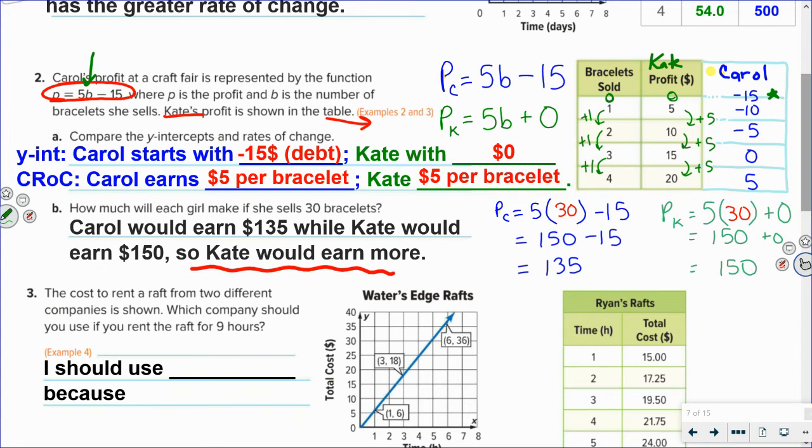Remember, part of our note said if you're asked to compare, compare. I know it doesn't say it out loud in part B like it says it in part A, but it's always a good idea to finish that comparison.